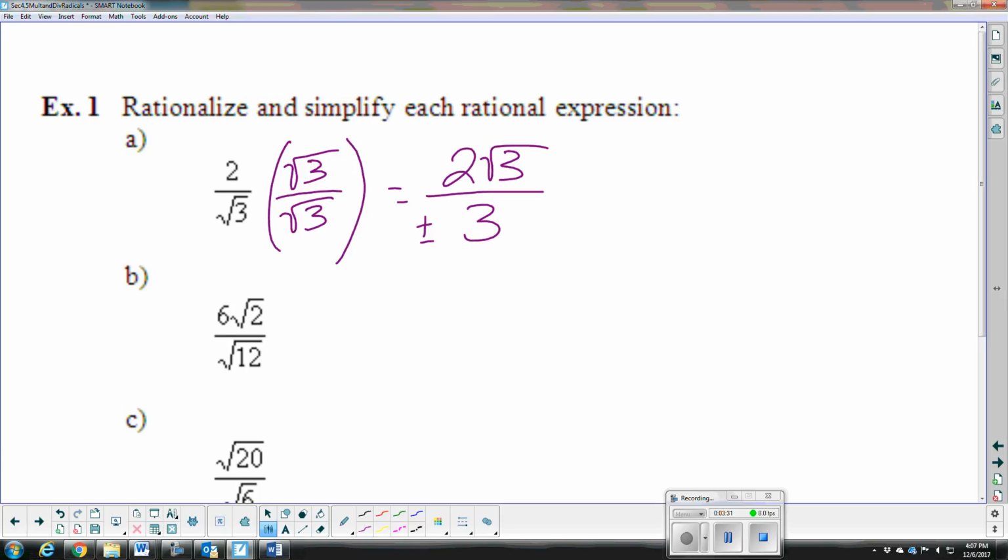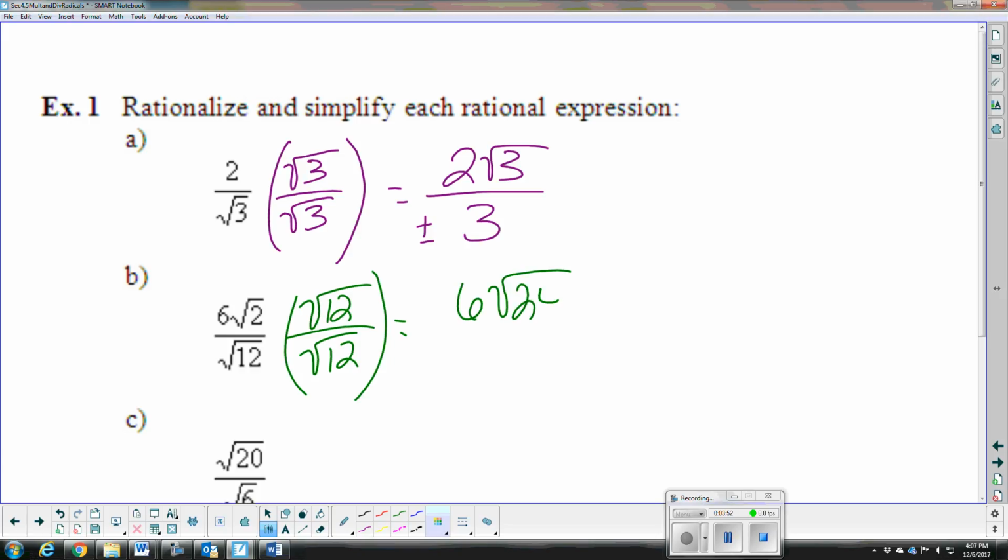Now looking at the second one, again, we're going to get rid of the radical, and we're going to do that by multiplying by 1. And it looks like the square root of 12 over the square root of 12. That number is 1. We can always multiply by 1. So 6 times the square root of 2 times the square root of 12 becomes 6 times the square root of 24 divided by 12 times the square root of 12, which is positive or negative 12.